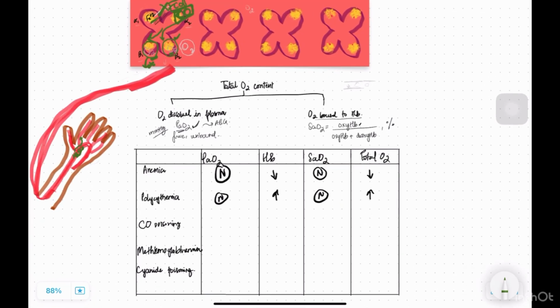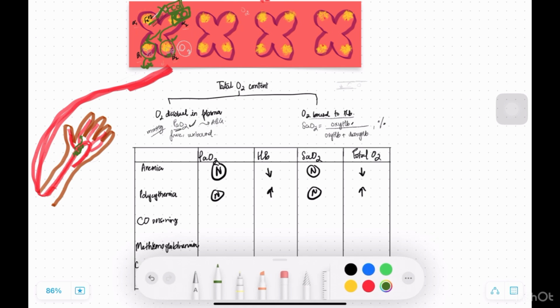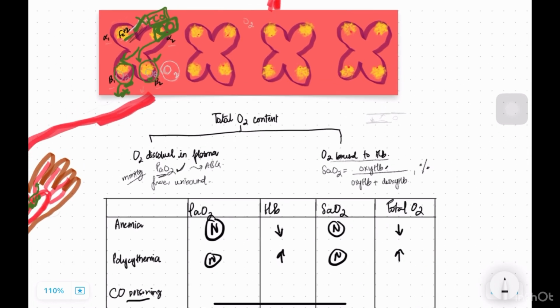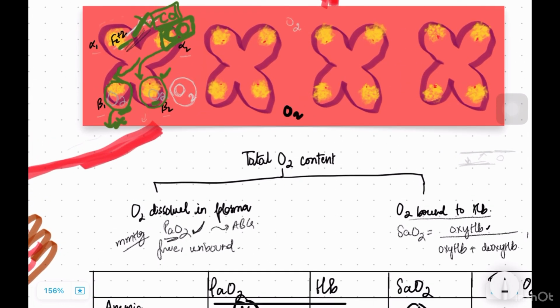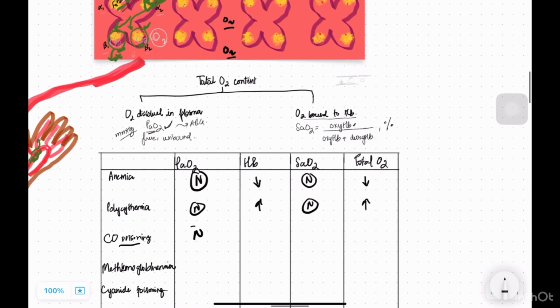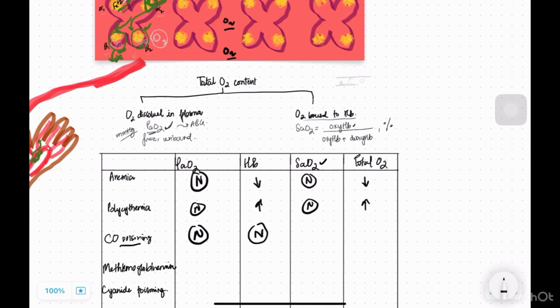So in this horrible situation, what would our stats be like? Partial pressure of oxygen. Again, the amount of unbound oxygen happily floating in the blood. This guy is unbothered. This guy doesn't care. That's not going to change. So your partial pressure, normal. Hemoglobin is the same, right? What's happening to the amount of oxygen bound to hemoglobin?